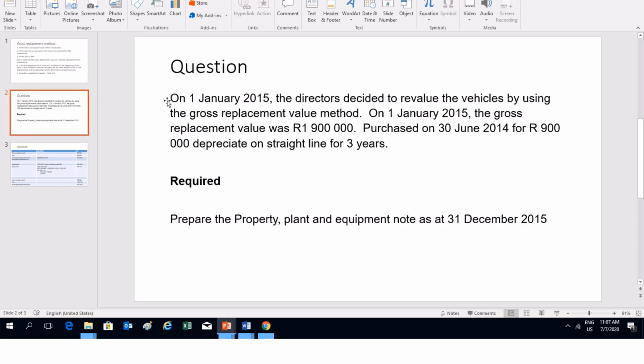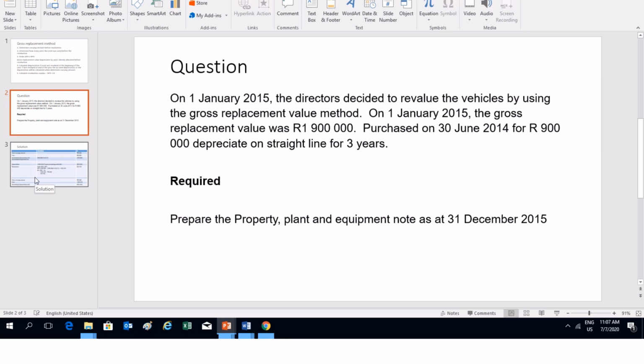Example, on 1 January, you revalued this thing using what? GRV. Then how much is the GRV? 1.9. When did you purchase this thing? 30 June. By how much? 1.9. What is your depreciation method? Straight line. Useful life, 3 years. You are required to do what? PPE note at what? 31st December.